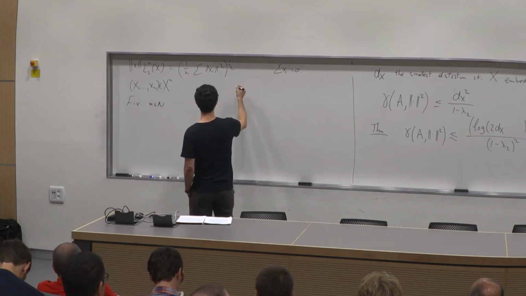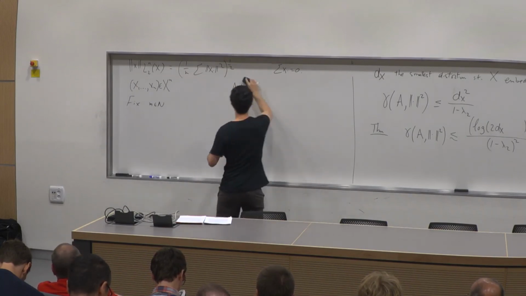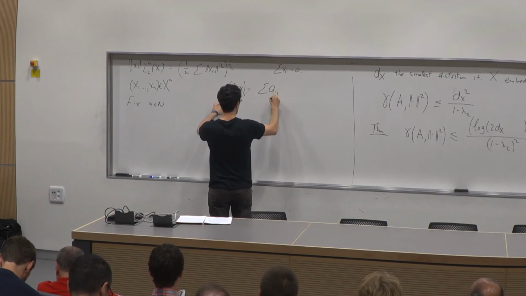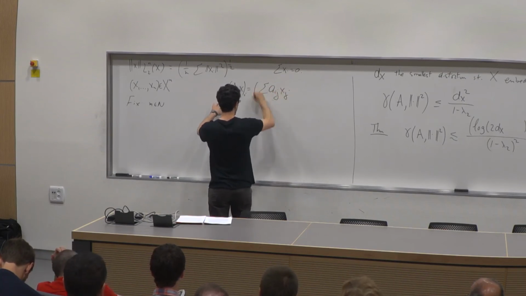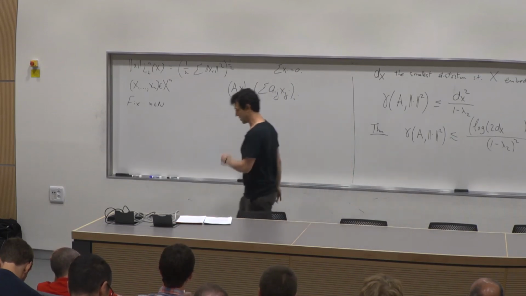Also, just one other thing. Whenever I have a matrix, I can think of it as a matrix acting on L2 to the N. If I have a vector of vectors, I will just do this. You don't want to write tensor with the identity, but okay.